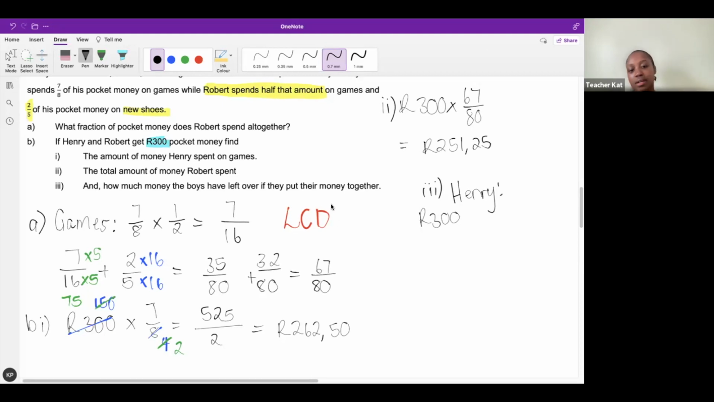Oh, okay, it's fine. But Mine has told us in the chat, we have to subtract. If we know he had 300 rand, we're going to say 300 minus 262.50, and that gives us what? So for Henry, we have how much?